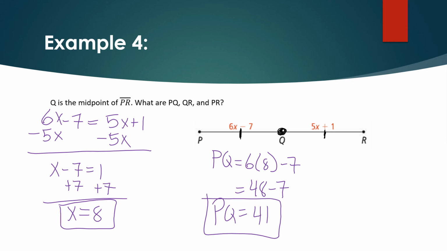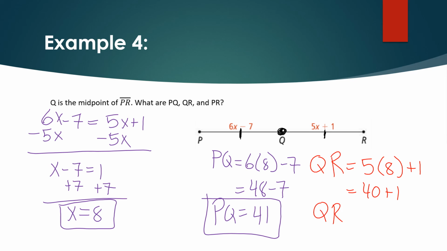Now, if we are right about this, that means that QR should also be 41, but I always recommend checking. So QR is going to be 5 times 8 plus 1, which is 40 plus 1. So QR is 41. I knew they were equal because I set them equal to each other. I said it was a midpoint.